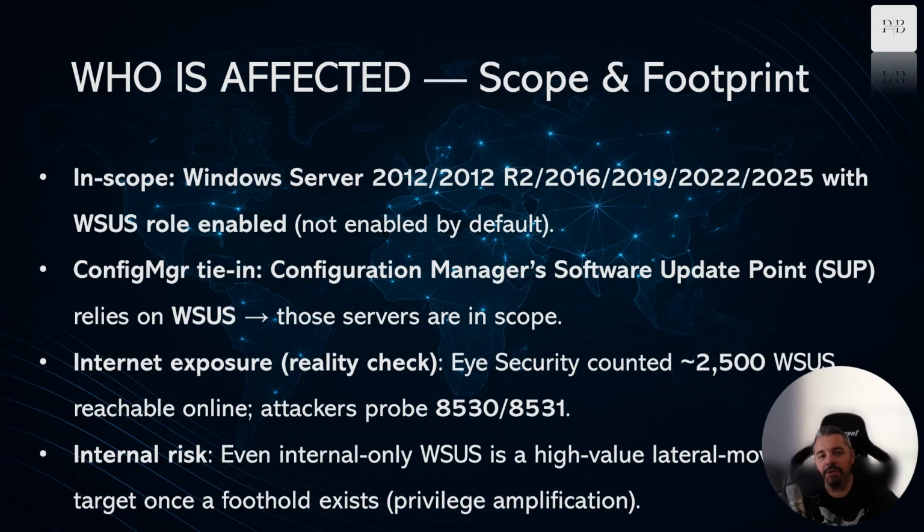Here's a quick concrete check you can do today. On your WSUS host, look at the IIS site bindings for 8530, 8531. If they are bound to 0.0.0.0 or a public IP, lock that down to internal ranges only. Good news is you have control. If you can't patch yet, block 8530, 8531 at the perimeter or temporarily disable the WSUS role until the update and reboot are done. That single move shuts the easiest door.